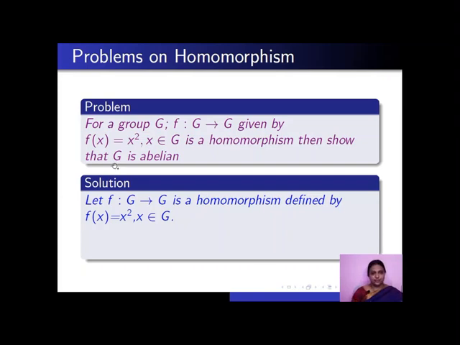Out of them, the first problem: for a group G, F maps G to G given by F of X is equal to X square.